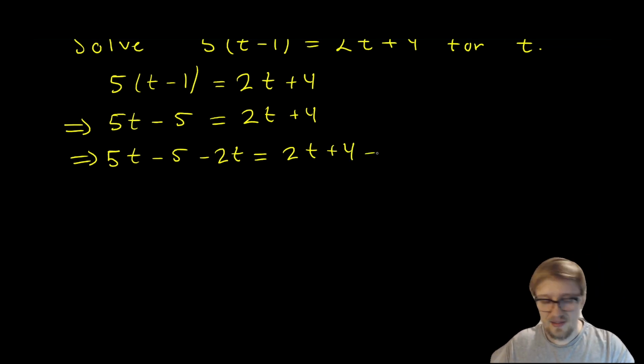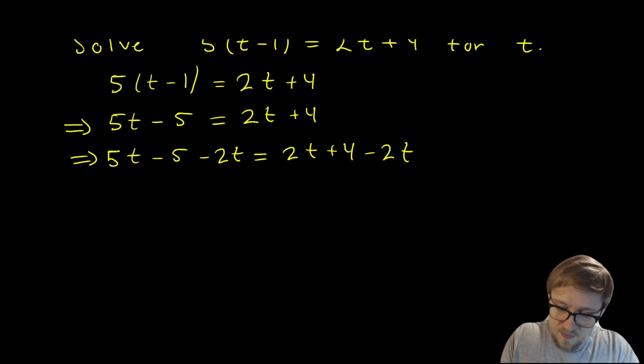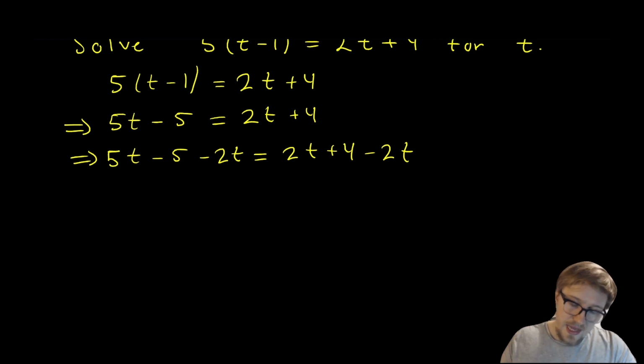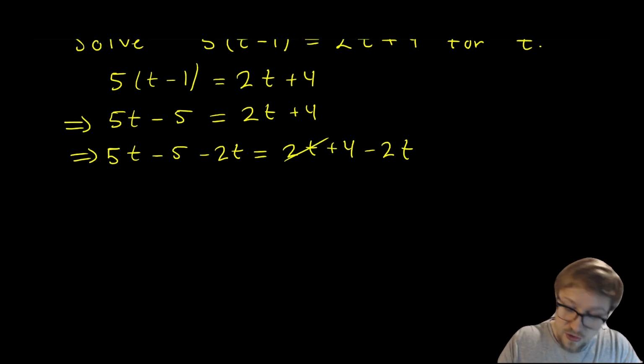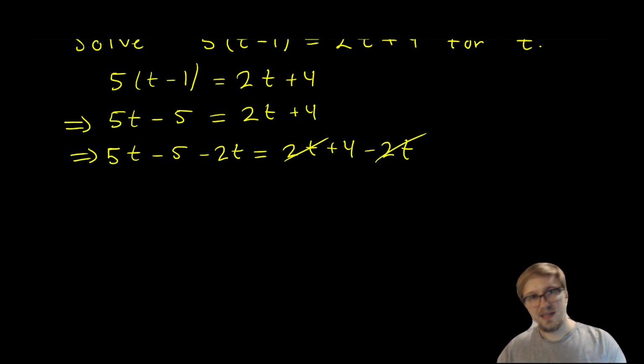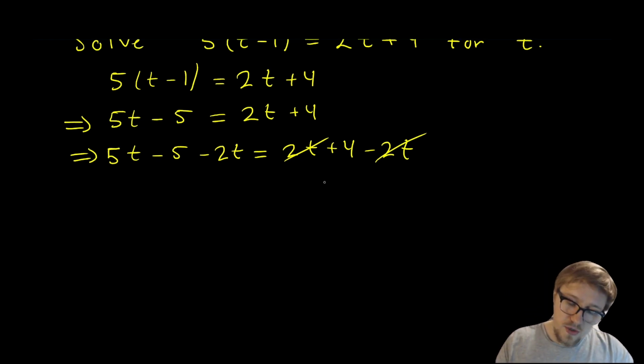And we subtract 2t from there as well. Okay? Now we want to simplify, and on the right-hand side, we have 2t and minus 2t canceling each other. So 2t minus 2t gives 0. So we're left with a 4 that's sitting on the right-hand side.